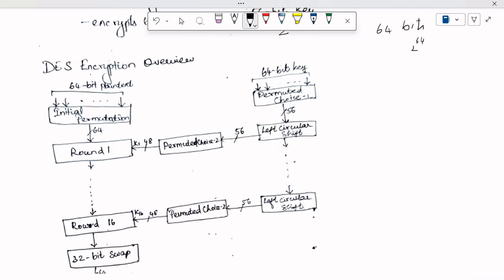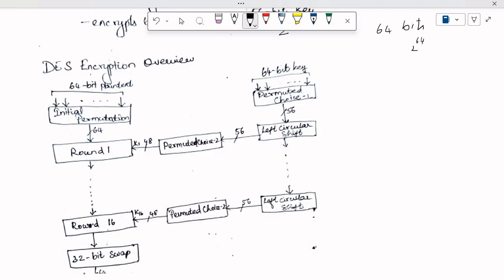So now this is the overview of the encryption mechanism. This 64-bit plain text, as it is based on the Feistel cipher structure, is going to have multiple rounds and there will be a swap. That is the usual strategy. So this 64-bit plain text comes across the initial permutation. Permutation, as we all know, means changing the positions. And then it involves 16 rounds. The number of rounds will be 16, and finally there will be a 32-bit swap.